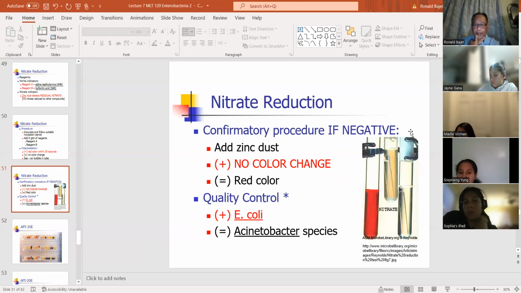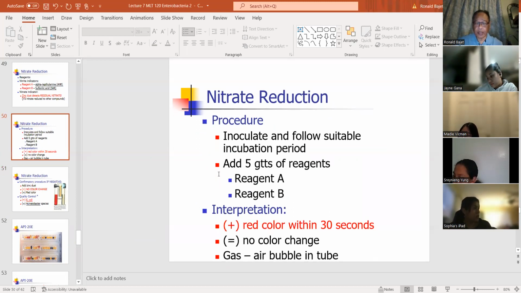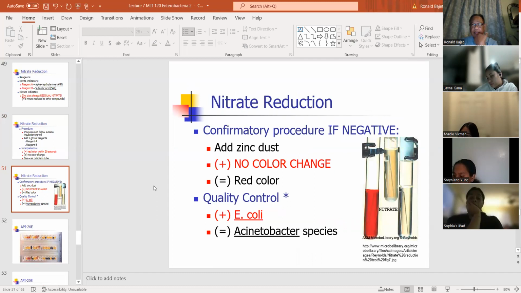Let me repeat that. Okay, so you're going to do the nitrate test. You add reagent A, reagent B. If you get the red color, you need to stop. It's already positive. Nitrate has been reduced to nitrite. But if you don't get a red color, you got a negative color change. It's still possibly positive, because nitrate may have been reduced all the way, instead of to nitrite, to N2, nitrogen gas. So we want to detect if the nitrate has been reduced all the way past the nitrite to N2.